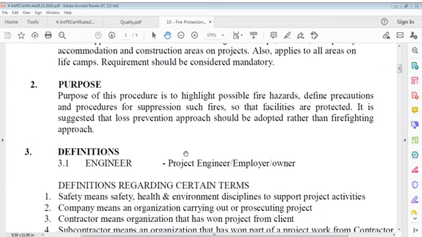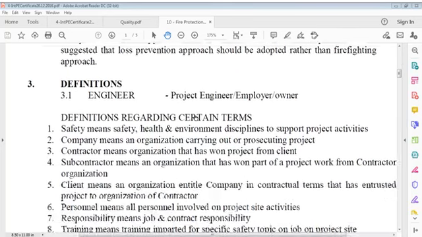This is not a question of suggestion alone, it's a question of requirement now that a loss prevention approach should be adopted rather than a firefighting approach. It means if we apply loss prevention methods, that is much better than accepting fire and allowing our properties, our people to be burned. That's the sole purpose, loss prevention.